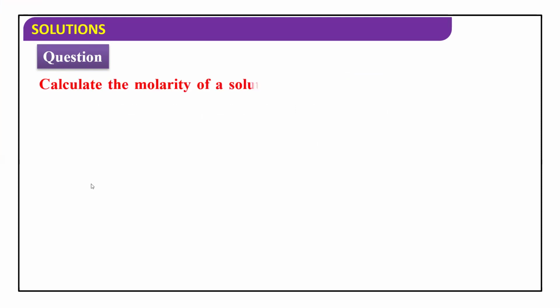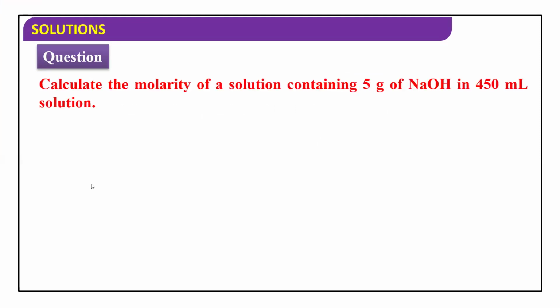Calculate the molarity of a solution containing 5 gram of sodium hydroxide in 450 ml solution. So what we have to do? We have to find out the molarity. What is given in the question? We have 5 gram of NaOH. NaOH is the solute, and 5 gram is the mass of the solute. And in 450 ml solution, ml means it is volume. The volume is given in terms of milliliter.